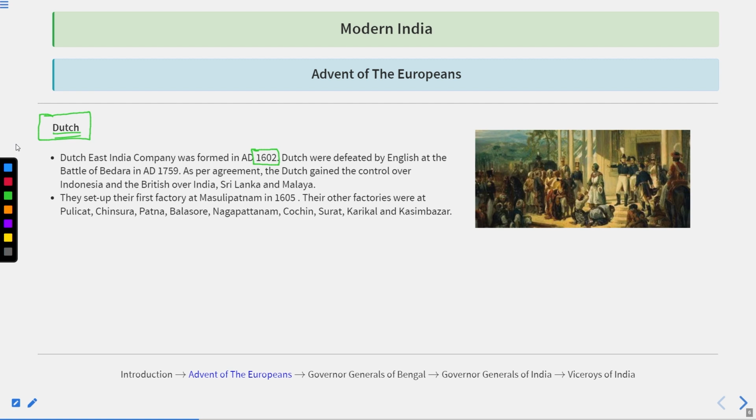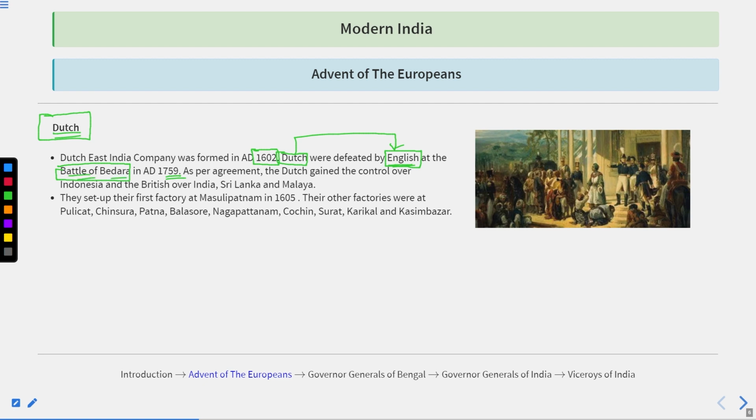But after the Dutch, when the English or the Britishers came to India, the Britishers were in the same mood to establish themselves as the main European trading partner. And that's why they got in conflict with the Dutch, and somehow they managed to defeat the Dutch at the famous Battle of Bedara in 1759 AD.